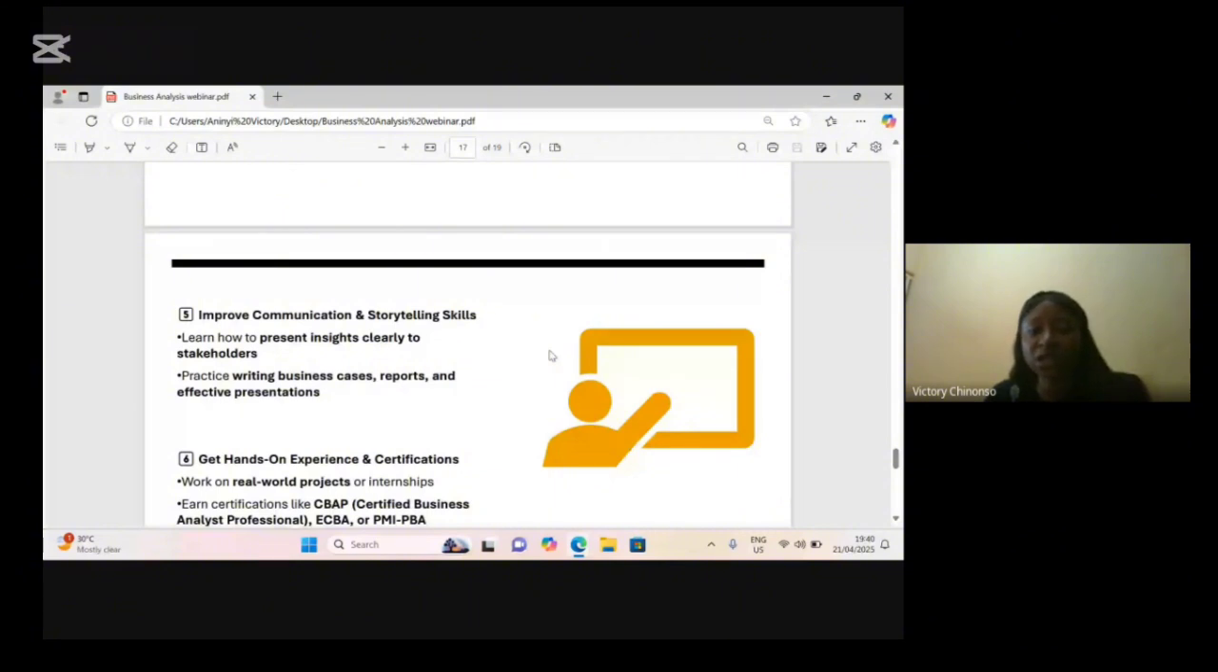Like my partner has said, you cannot be an introvert and say you're a business analyst. You should be able to talk. You should be able to communicate your insights so that even a layman can understand, even someone that does not have an idea. There's something I always say: as a business analyst or as a data analyst, your dashboard should be able to give people an insight of what you're trying to do at a glance. You understand? So improve your communication and storytelling skills.